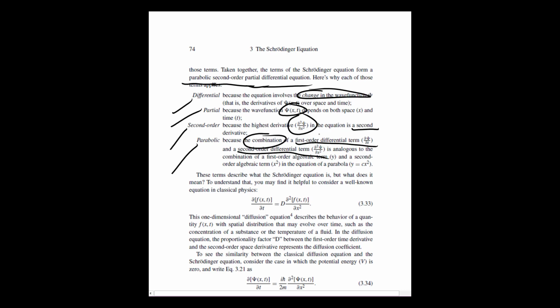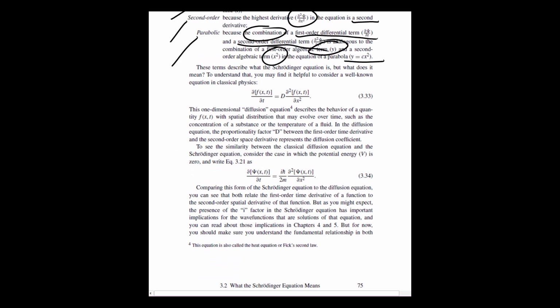It's not the same as, but it's analogous to the equation of a parabola, in which there's a first order algebraic term y and a second order algebraic term x squared. That's the equation for a parabola, and that's why this is called a parabolic equation. So that's what it's called. What does it really mean?